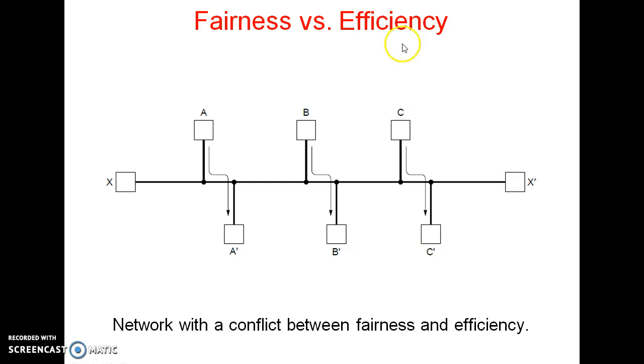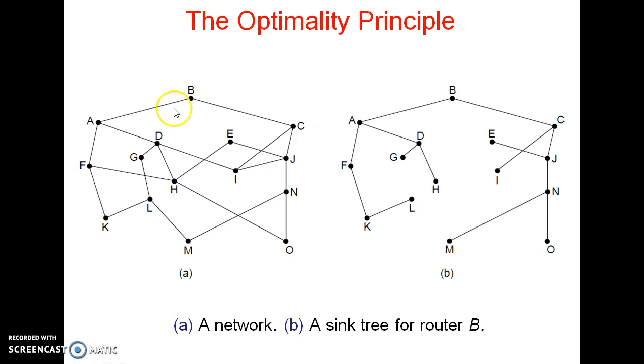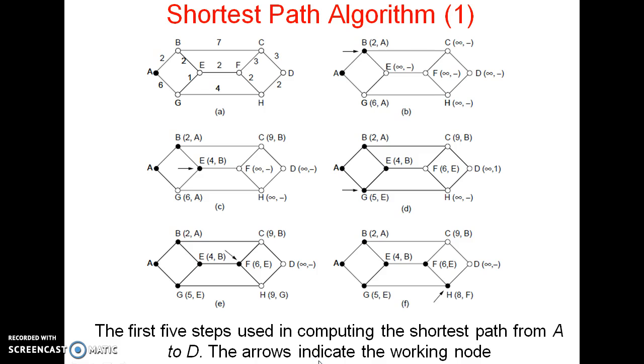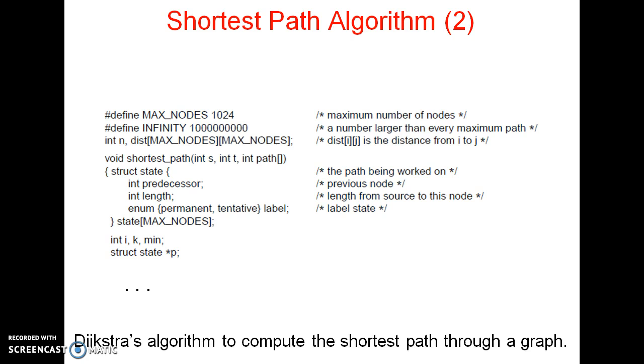What is fairness versus efficiency? Network with a conflict between fairness and efficiency. Fairness is when all hosts and clients are communicating easily, whereas efficiency is the throughput of the network. Next is the optimality principle. Shortest path we have already discussed.